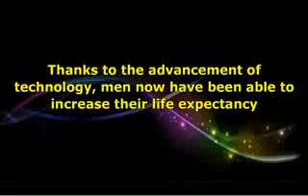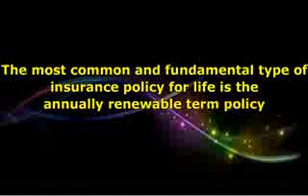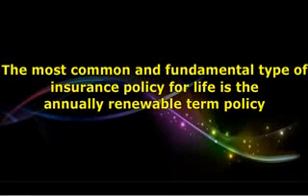Thanks to the advancement of technology, men now have been able to increase their life expectancy. This has decreased the amount of insurance premiums, and therefore the cost of insurance is also decreased. The most common and fundamental type of insurance policy for life is the annually renewable term policy. As the person ages, the premium amount gets higher as the possibility of the person's death is expected to increase each year. There are also other types of insurance for life that are available.